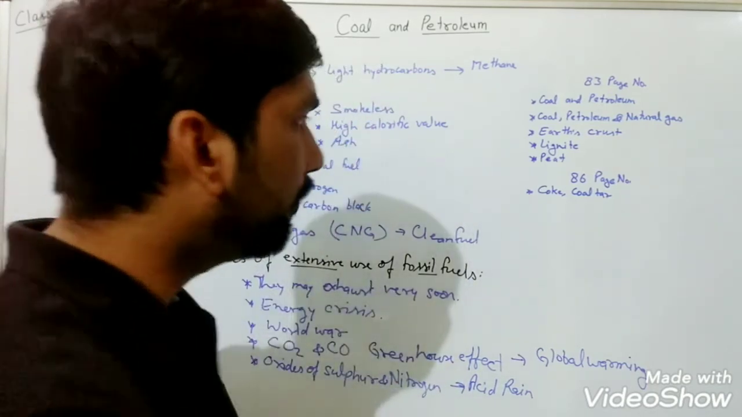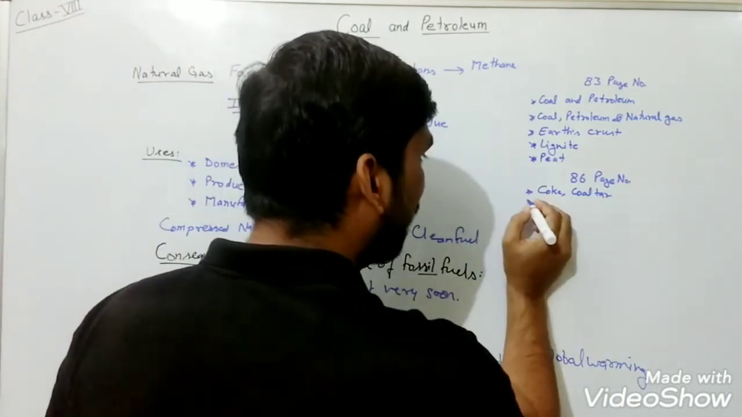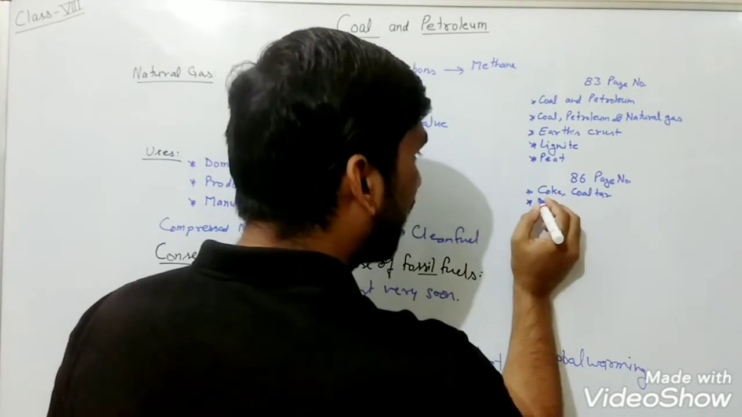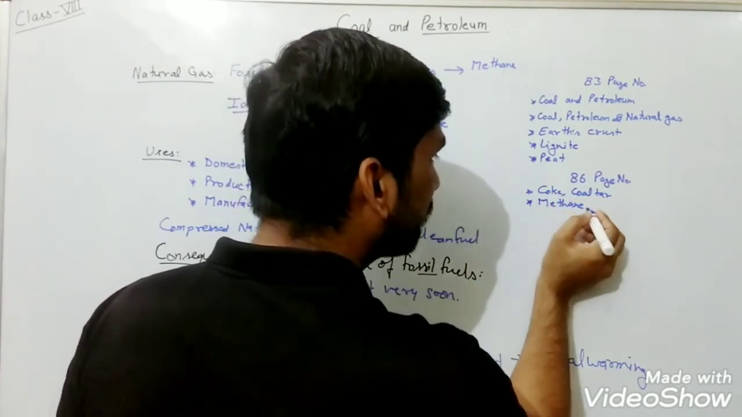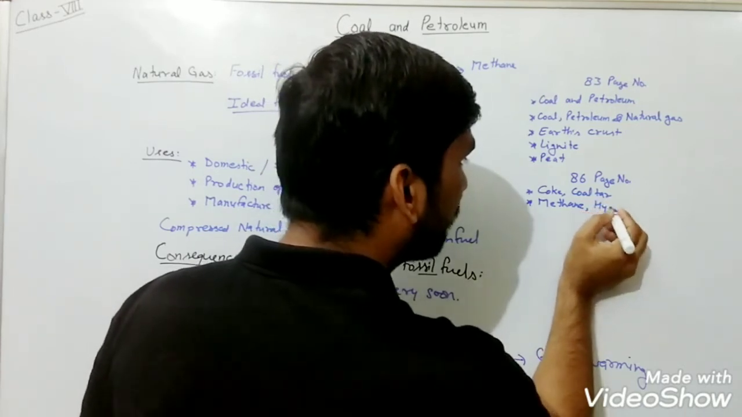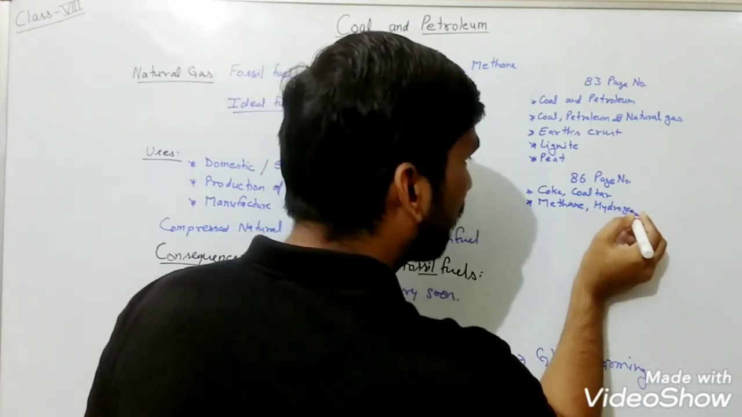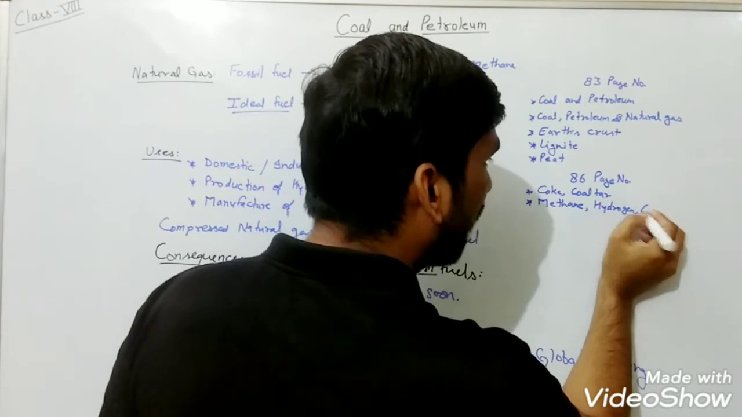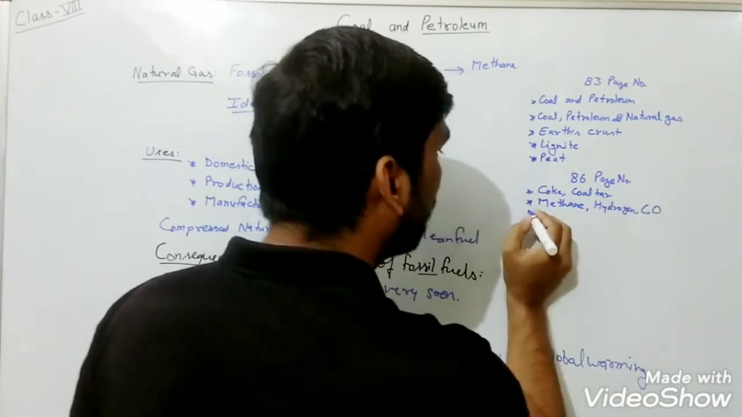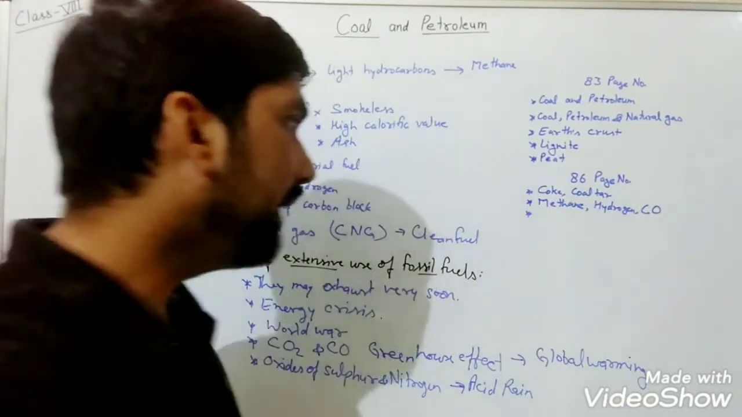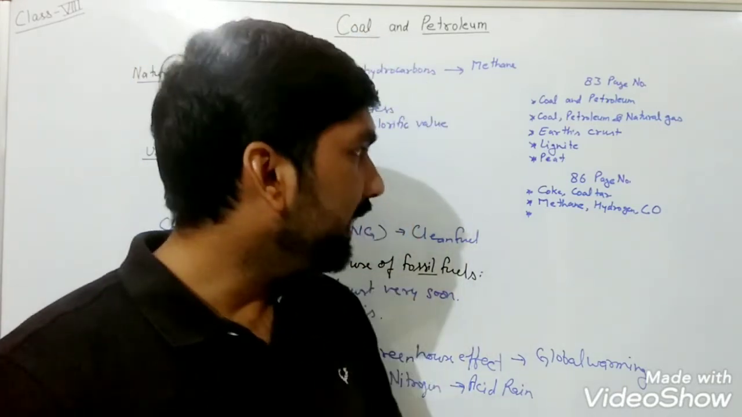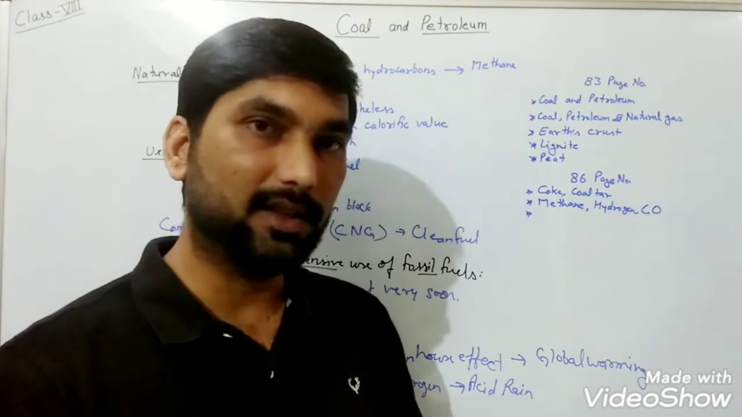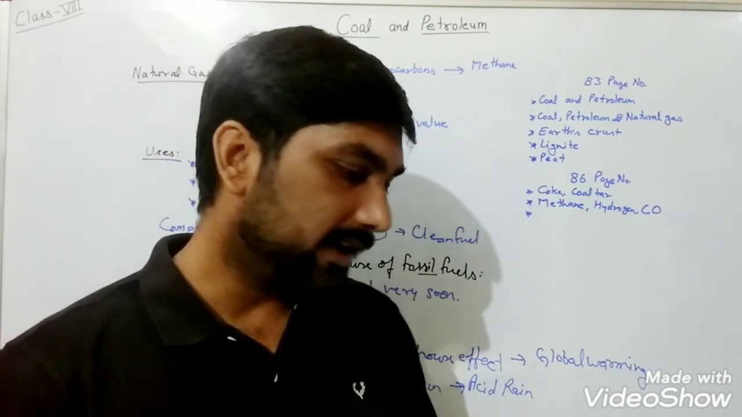When we talk about coal gas, perhaps you still remember that coal gas mainly consists of methane, hydrogen and carbon monoxide. So these are the main components of coal gas. This is the second answer in the exercise which is given on page number 86.